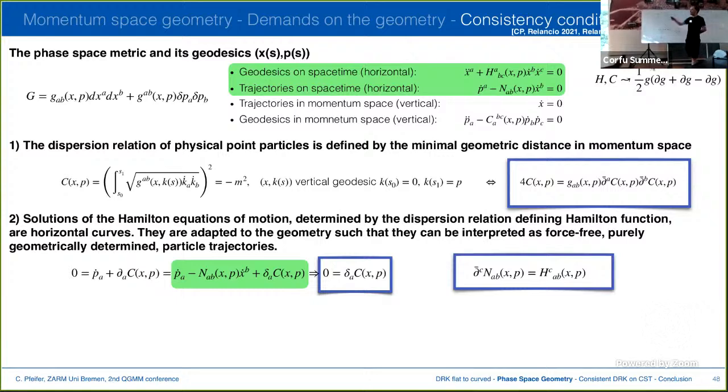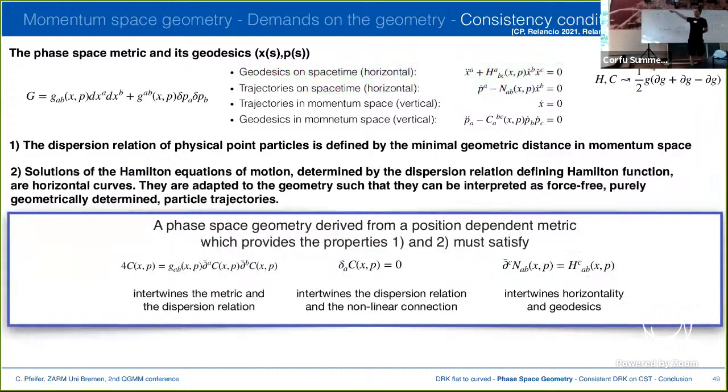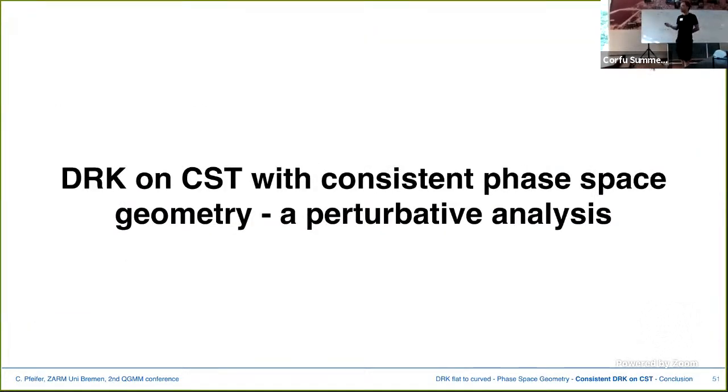So what we find is, if we want to establish these two concepts on a curved spacetime with curved momentum spaces, the geometry must satisfy these three mathematical constraints, which intertwine the metric and the dispersion relation, the nonlinear connection and the dispersion relation, and these horizontal curves and geodesics. So, which momentum space metrics satisfy these constraints was the question we asked next. And therefore, we did the perturbative analysis.